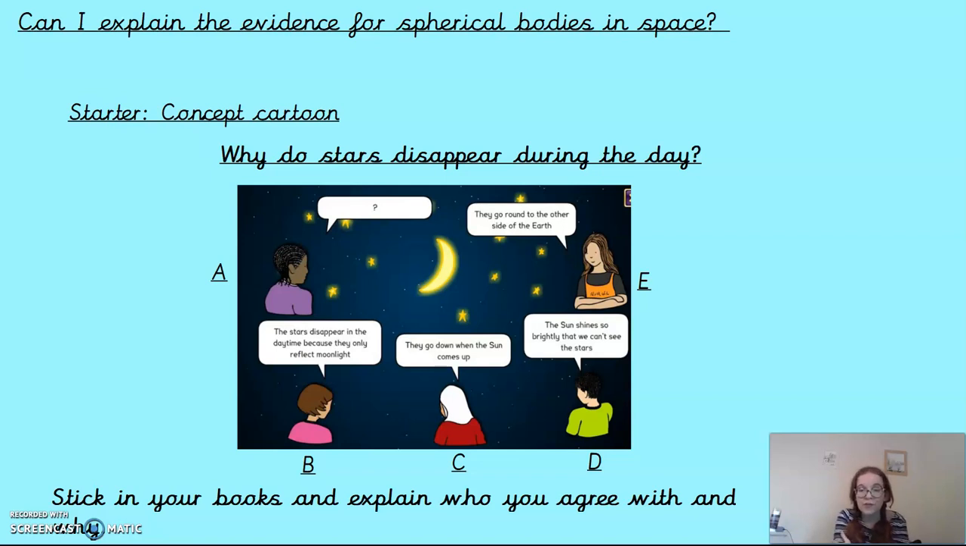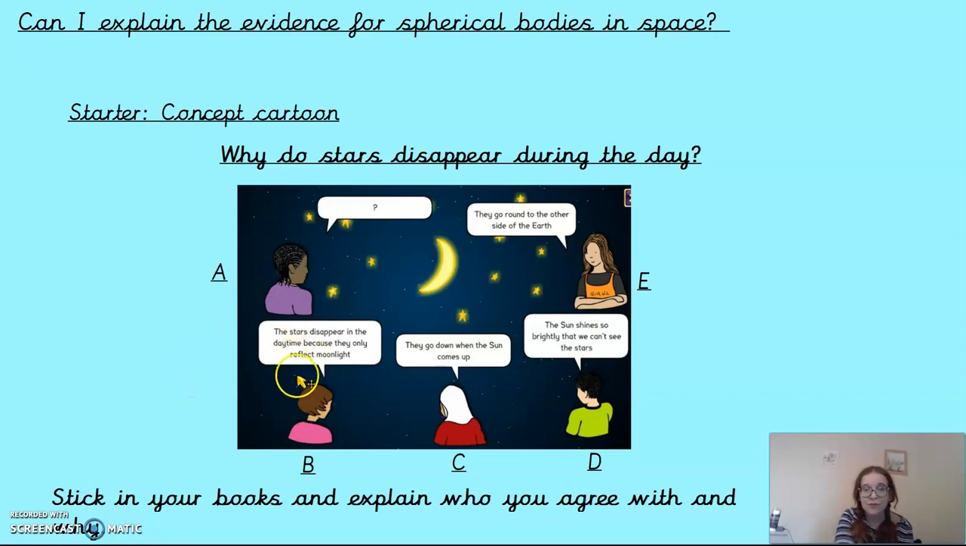All right, so our starter question for you today is, why do stars disappear during the day? What do you think about that? Why do stars disappear? I've got some theories here. Got A to E, and what I want you to do is on your piece of paper write down who you agree with and why, and who you disagree with and why. So we got A. A is like, I don't know. Maybe that's you. Maybe you don't know yet.